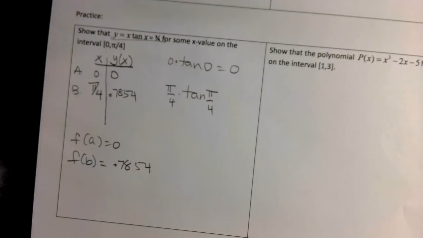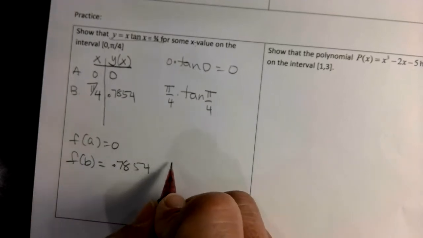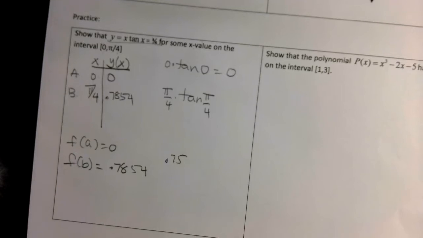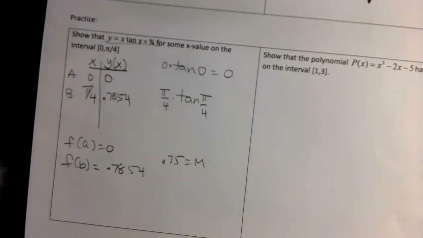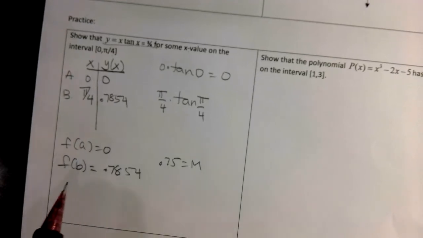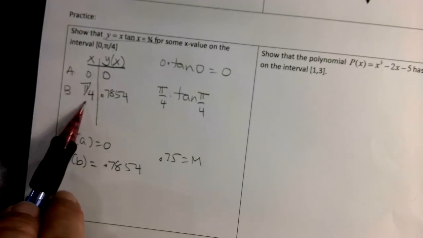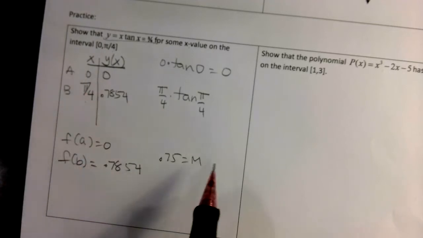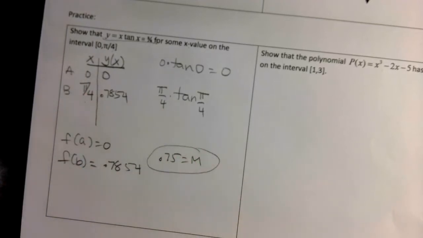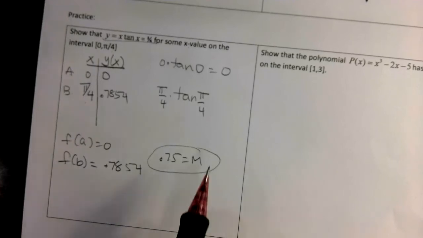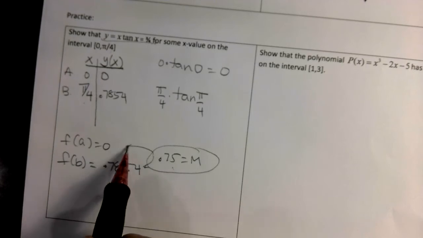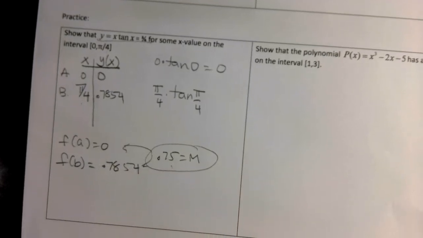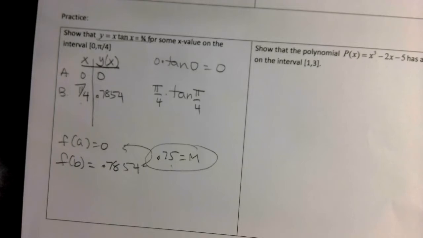So what we're trying to say is that our function x tan x at some point hits 0.75. Well, that's our m value. I don't know my c. I'm not actually asked to find c, so I'm not going to. But I know that somewhere between 0 and pi/4, my function is going to pass through 3/4, because 3/4, 0.75, is between 0 and 0.7854.